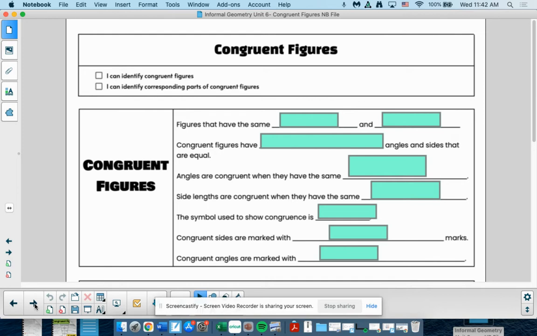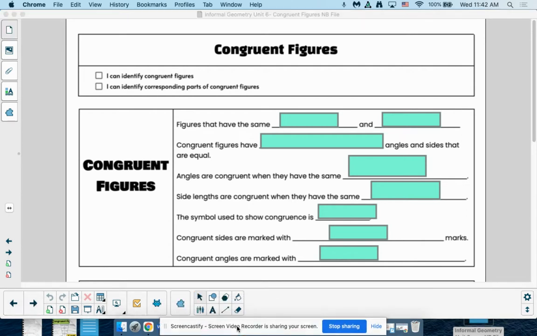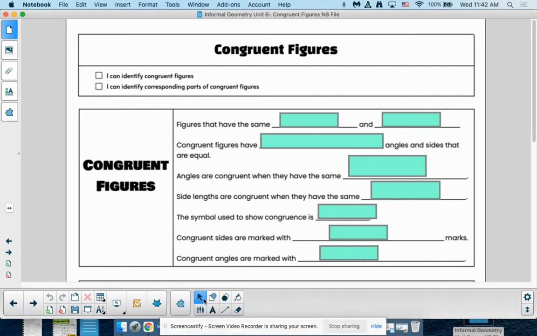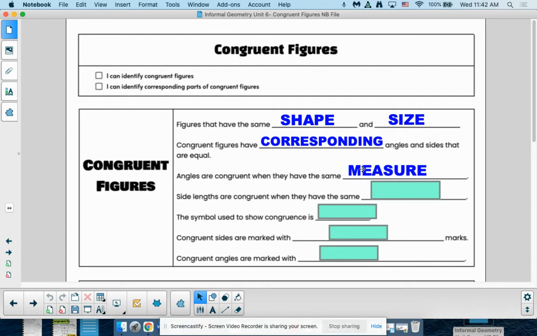So our first lesson is on congruent figures, and you guys should kind of have an idea of this already, because we've talked about congruent things before. But remember, congruent figures have the same shape and size. If you have congruent figures, those figures will have corresponding angles and sides that are equal. If the angles are congruent, then they have the same measure. And if your sides are congruent, then they have the same length.